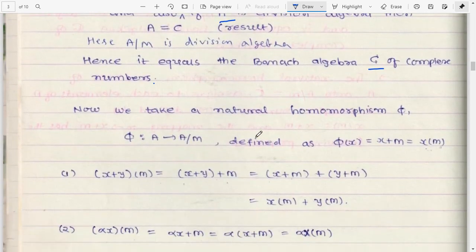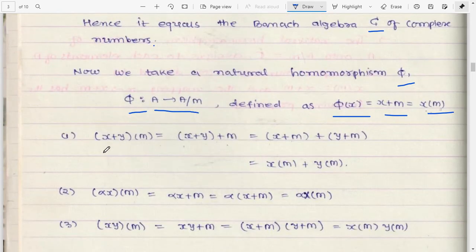Now we take a natural homomorphism phi, defined from A to A by M as phi of x is equal to x plus m, which is equal to x(m). (x plus y)(m) is equal to x plus y plus m by this, and x plus y plus m is equal to x plus m plus y plus m. This is equal to x(m) plus y(m).